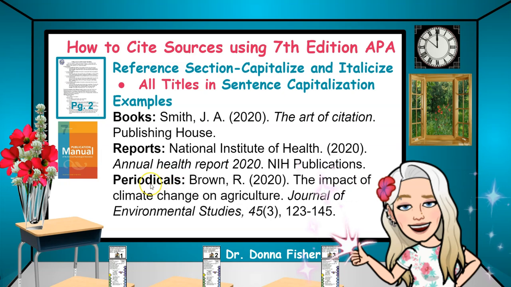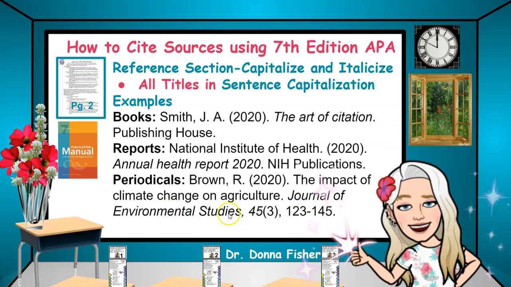Here's our last one, periodicals. In this one, we have an author again. We put our last name, Brown, comma, R for the first initial, period, space, then the year that it was published in parentheses with a period, a space. Now we have the title. And notice that this time, because it is a periodical, the title is not italicized. However, it is still in sentence capitalization.